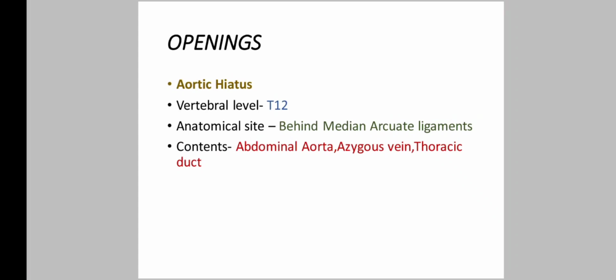Now let's proceed to the next major hiatus, that is the aortic hiatus or aortic opening. Now as you can see from the name itself, the major content of this opening is the abdominal aorta. Along with that, the azygos vein and the thoracic duct pass through it. It is located anatomically behind the median arcuate ligament. And what's the vertebral level of this? It is situated at the level of T12.